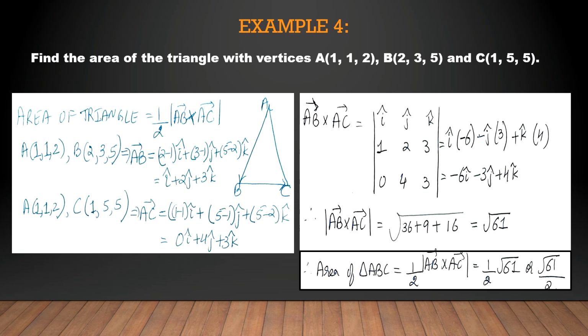Now use the determinant form over here and put the coordinates of AB and AC vectors. And when you simplify it, you will be getting AB cross AC as minus 6 i cap minus 3 j cap plus 4 k cap. And what will be its magnitude? Under root of 6 square plus 3 square plus 4 square, so root 61. Hence, area of the triangle is half into the magnitude. So, half into root 61 or root 61 by 2.